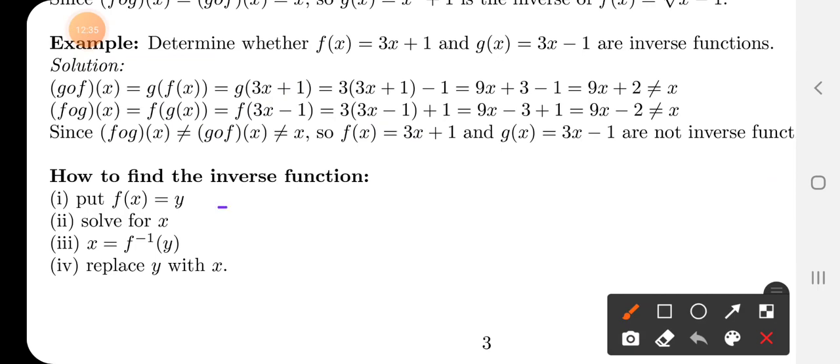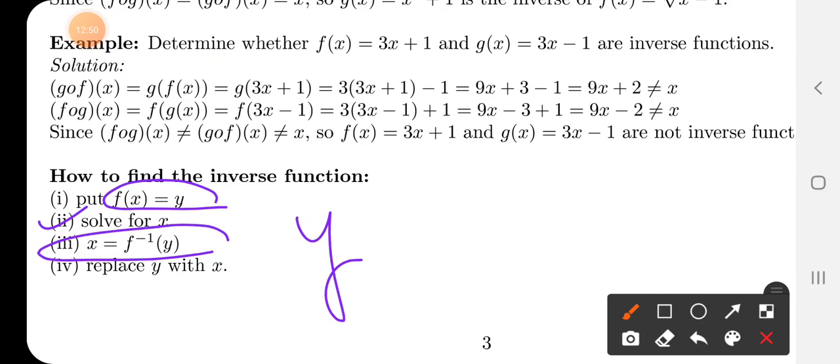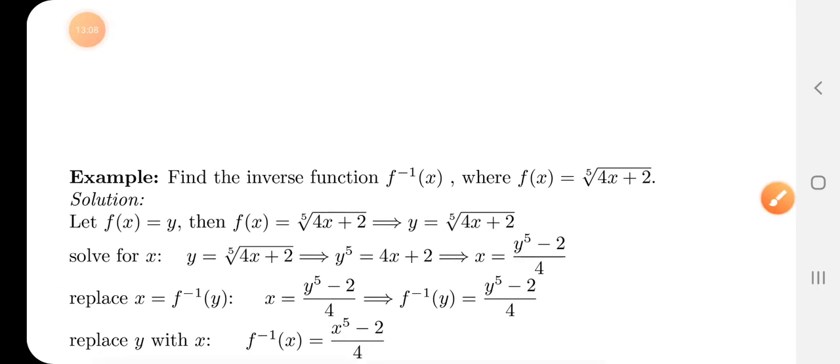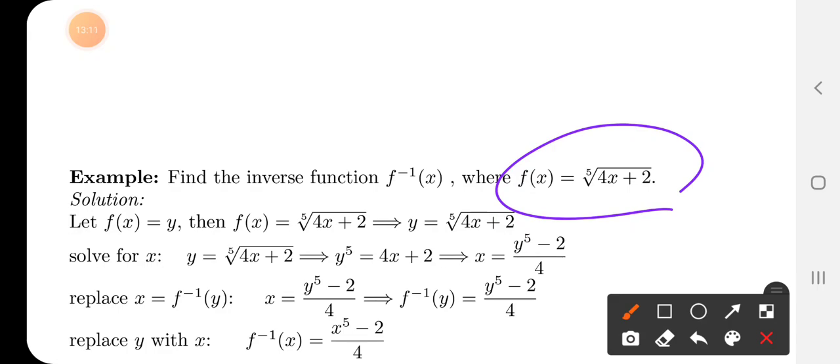The criteria is that first of all you have to replace f of x by y, and then you will solve it for x, meaning you will make x the subject. Then you will replace x with f inverse of y, because when y is f of x, then of course x is f inverse of y. Then you will replace x with f inverse y, and at the end you just replace y with x. Let's do it with an example. This is the function and you have to find its inverse.